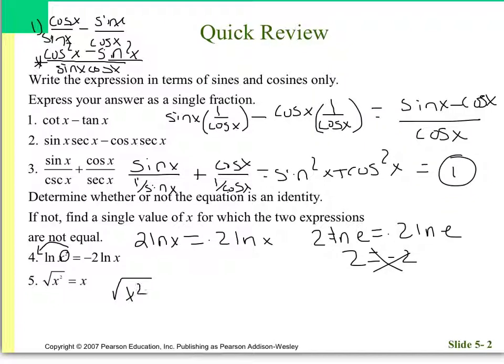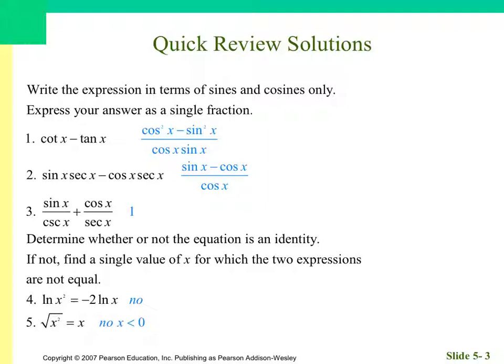Square root of x squared equals x. Is that true? No, because if I said negative 3 squared, well, negative 3 squared is 9. What's the square root of 9? 3. Is 3 equal to negative 3? No. So neither of those are identities. Okay. There we go. I think we got them all right.